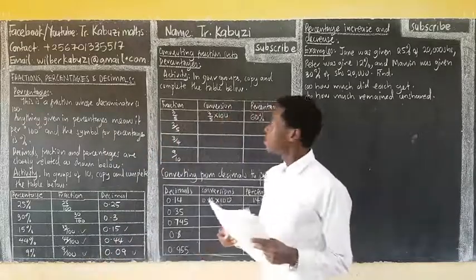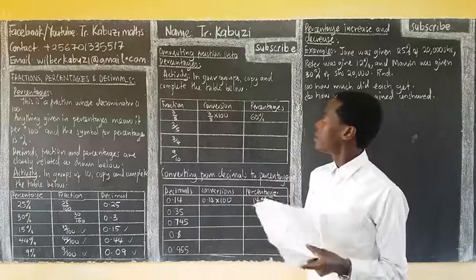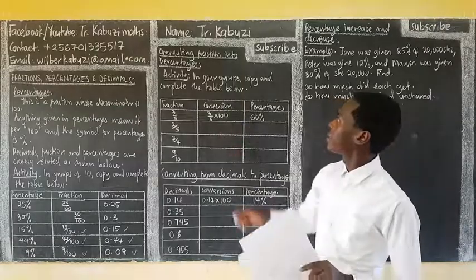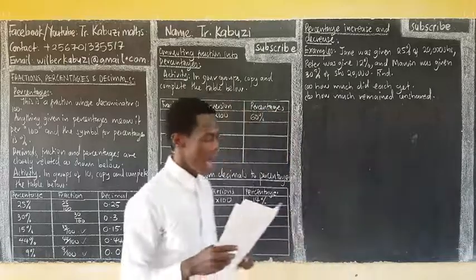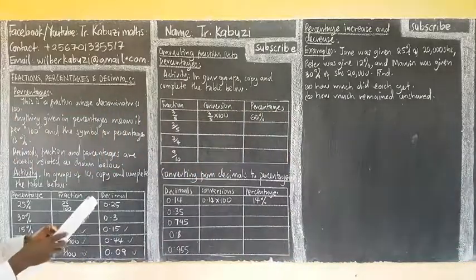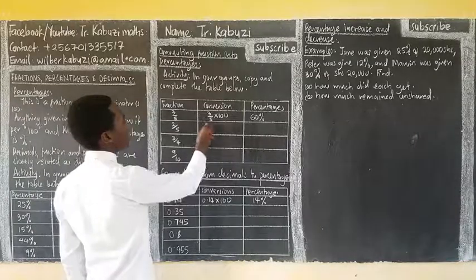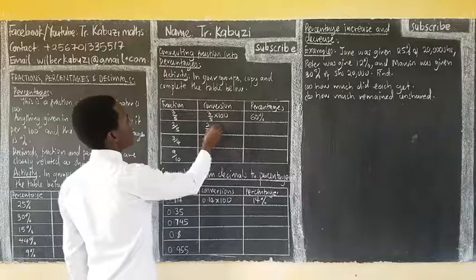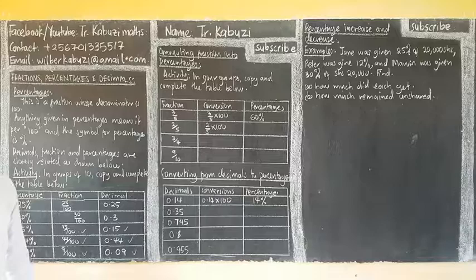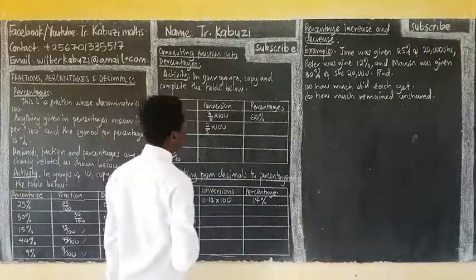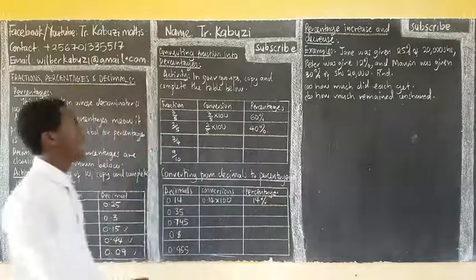Okay, so now let me turn to group 7. Group 7, I'm going to use theirs in converting from fractions to percentages. So what they are having as the first is 2 over 5 times 100. Is that step right? The rest you can exchange. So after here, for them they are having this as 40%.